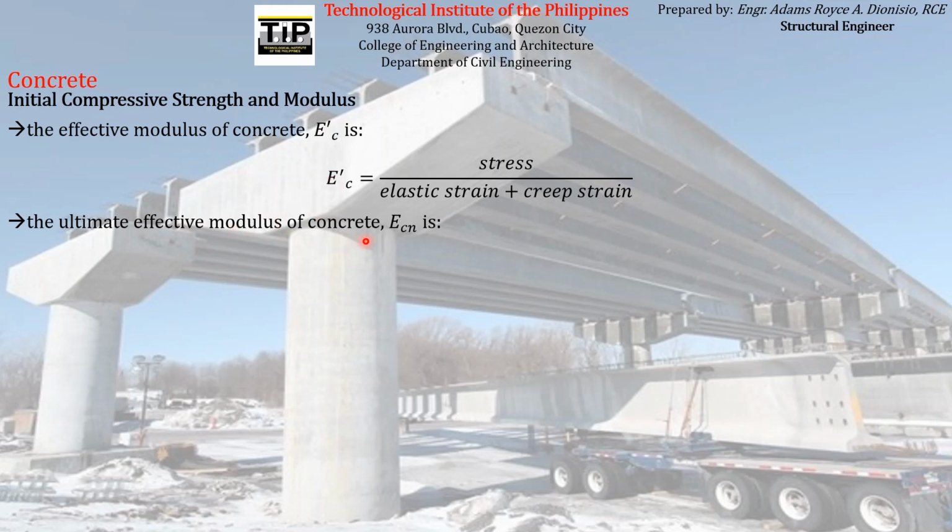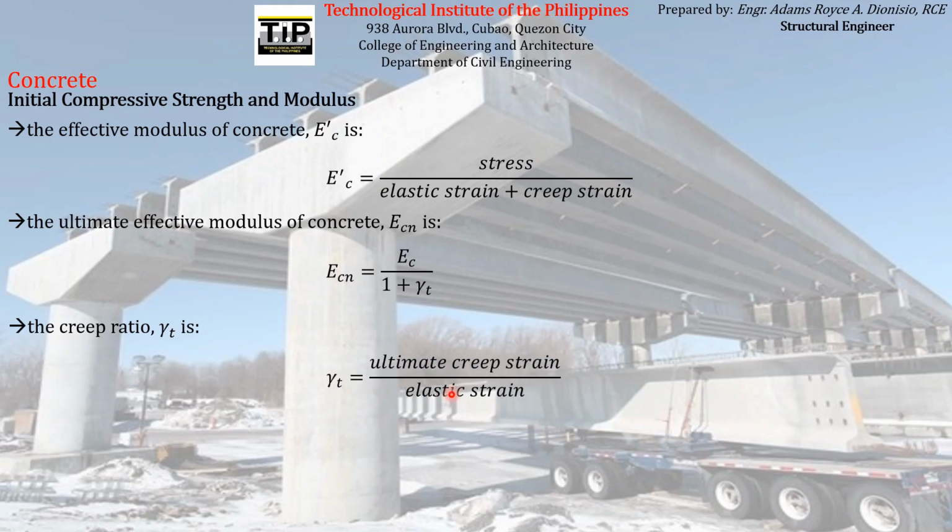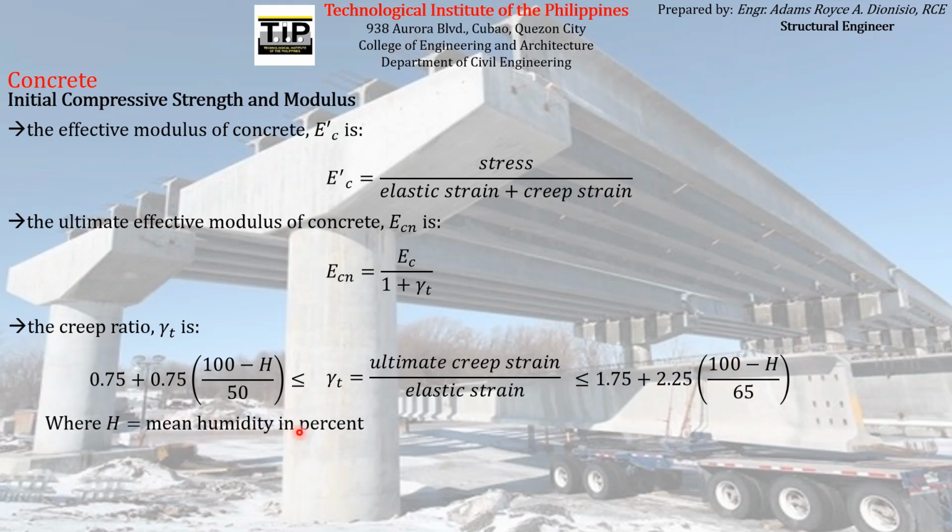The ultimate effective modulus of concrete, Ecn, formula is this: Ec over 1 plus gamma t, wherein gamma t is the creep ratio, which has a formula of this: ultimate creep strain over elastic strain. Ultimate creep strain is the maximum strain that will be induced from creep. Later on we will discuss more about creep. But that value, the gamma t, the creep ratio, must be greater than or equal to this expression here, but less than or equal to this expression here, wherein H is the mean humidity in percent.